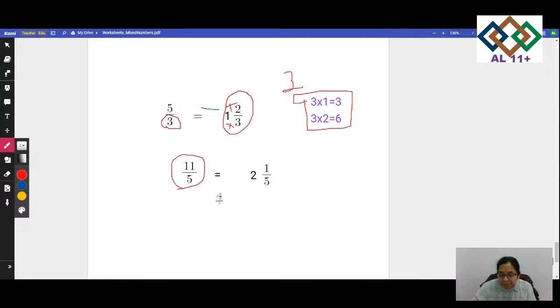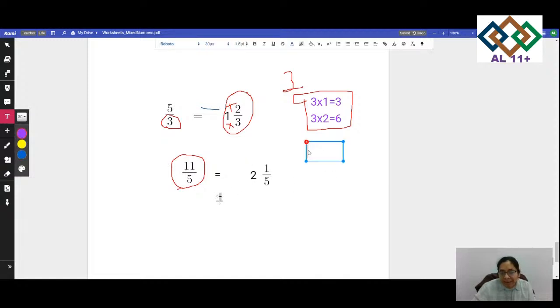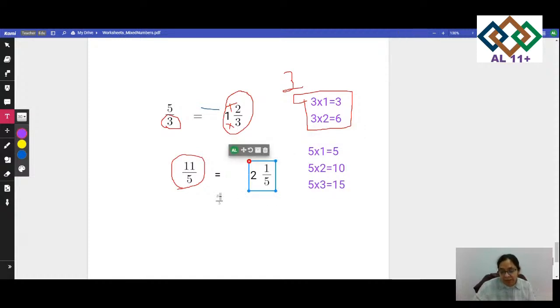The next example that I have for you is 11 by 5. Again, you will look at the closest to 11 in the 5 times table. So if I write the 5 times table, 5 ones are 5, 5 twos are 10, and 5 threes are 15. If I look at this, 15 would be more than 11. So the closest is 10. What gives me 10 in the 5 times table? 2. So 5 would be written here, 2 would be written here.